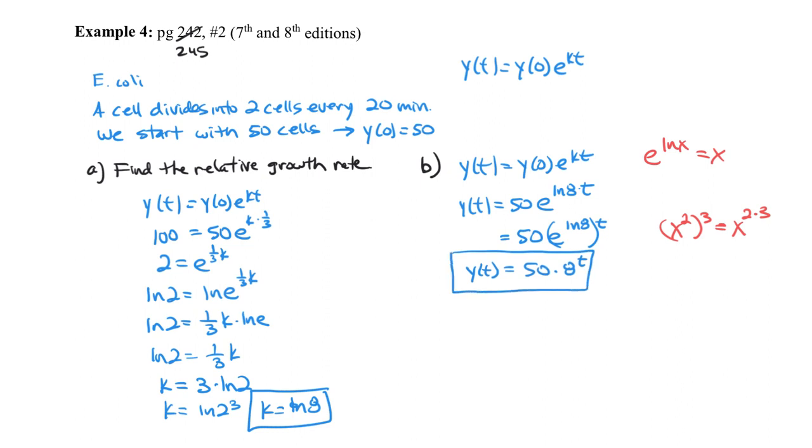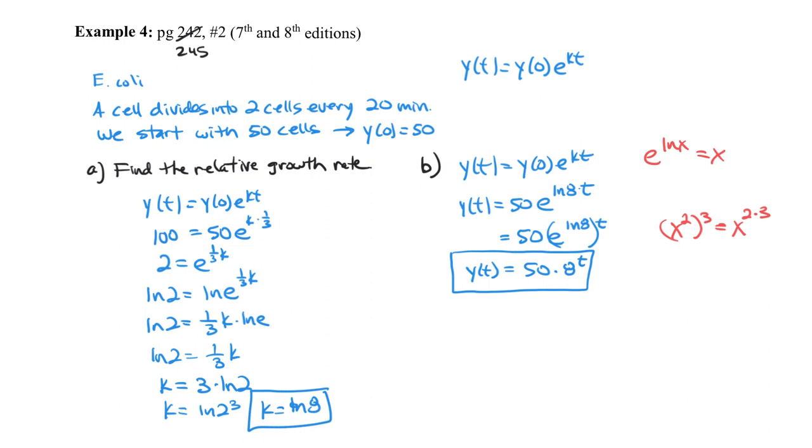Now be careful about this. I can't just multiply these together, right? I can't just say y of t equals 400 raised to the t. This is the base, right? 8 is raised to the t, and then we multiply by 50. So these can't be combined. Okay, so that is part B.